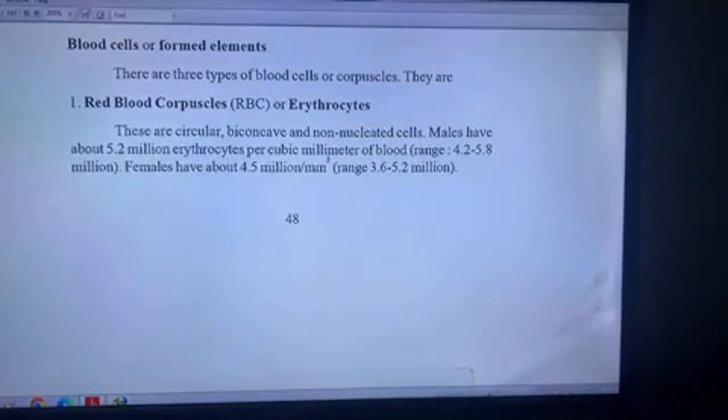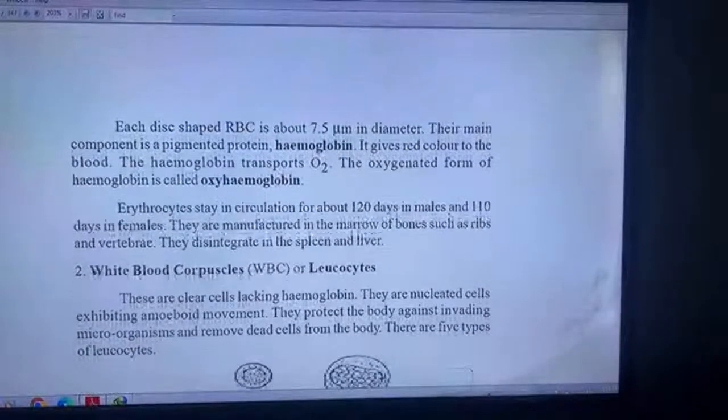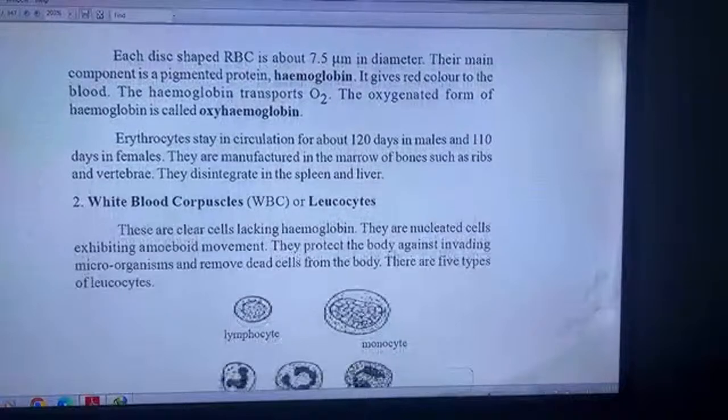Blood cells are the formed elements. There are three types of blood cells, or corpuscles. They are red blood corpuscles, RBCs, or erythrocytes. These are circular, biconcave, and non-nucleated cells. Males have about 5.2 million erythrocytes per cubic millimeter of blood, range 4.2 to 5.8 million. Females have about 4.5 million per cubic millimeter, range 3.6 to 5.2 million. Each disc-shaped RBC is about 7.5 micrometers in diameter.